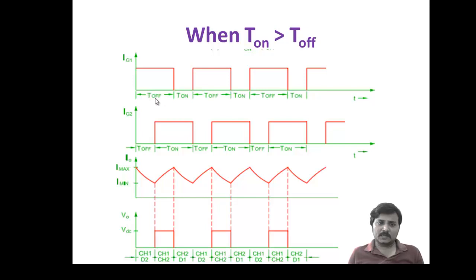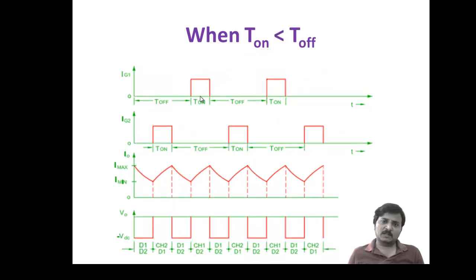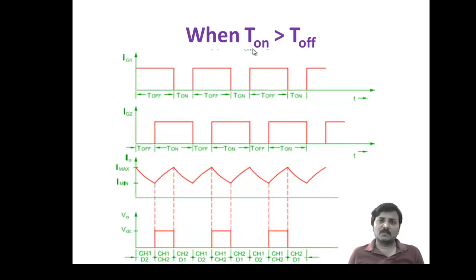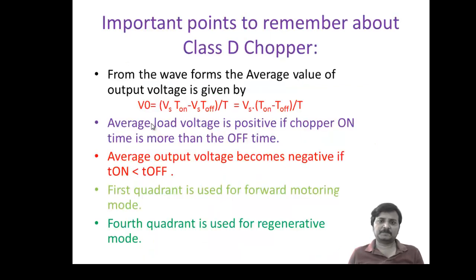So here also conduction will take place, this is the T on time and this is the T off time. The T on time is greater than T off time, so obviously the voltage polarity will be positive. You can clearly see the continuous current direction and voltage polarity. In the previous mode, T on is less than T off, which is a fourth quadrant operation. When T on is greater than T off, it is a first quadrant operation.